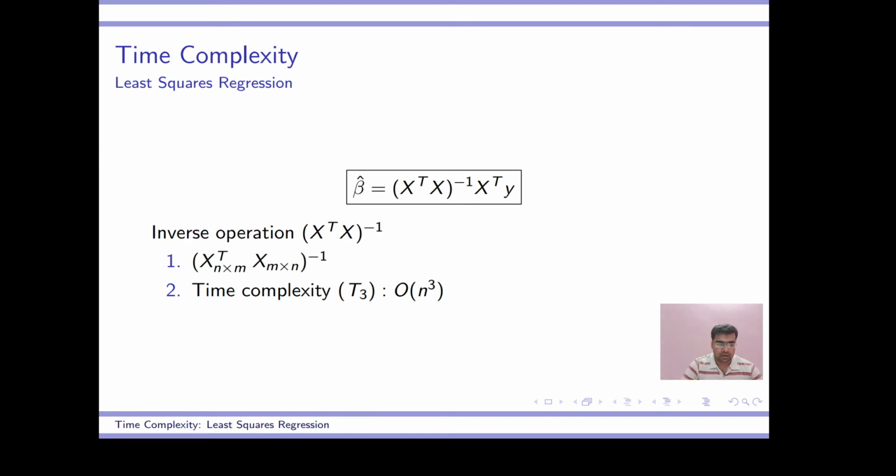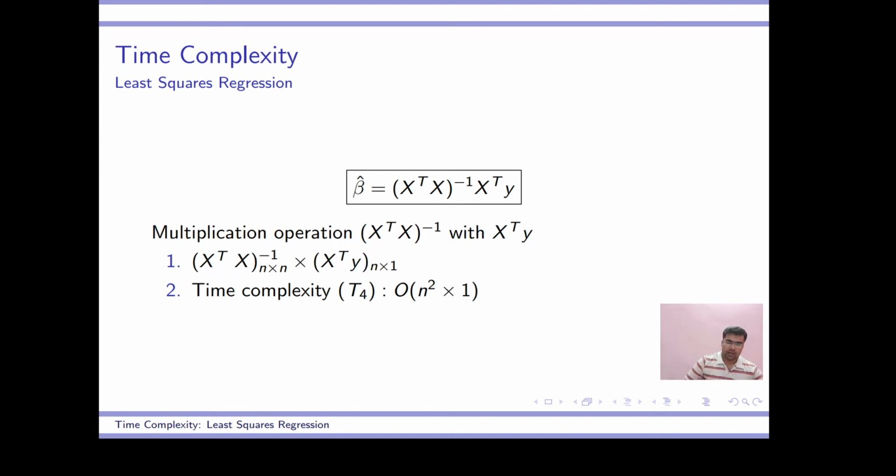Likewise, there's a third operation going on, which is basically an inverse computation, where we are computing the inverse of x transpose x. So you already know that x transpose x will be a square matrix of the order n, and the inverse computation takes place in cubic time. So the time complexity for computing this inverse would be of the order n cube.